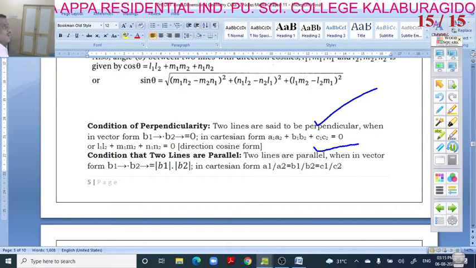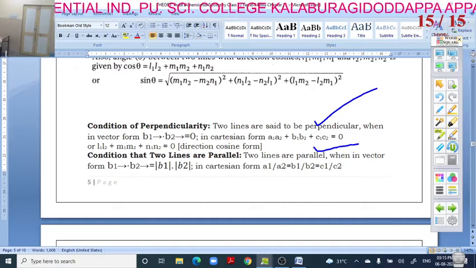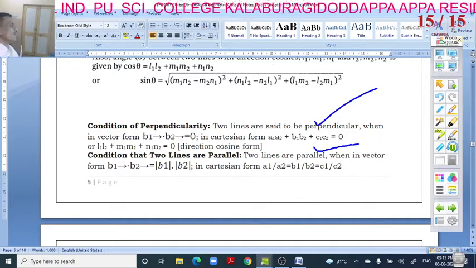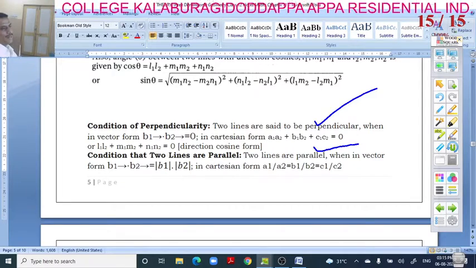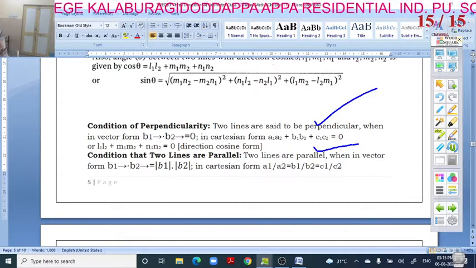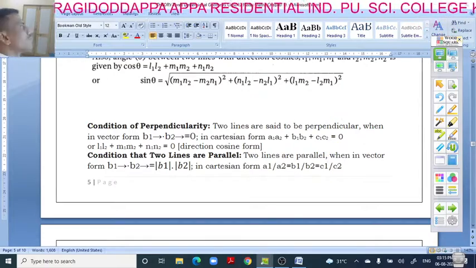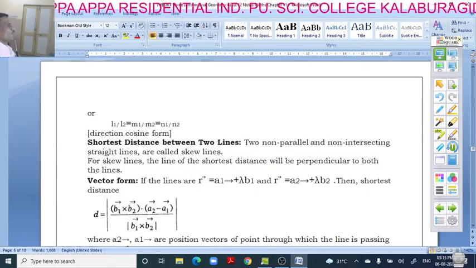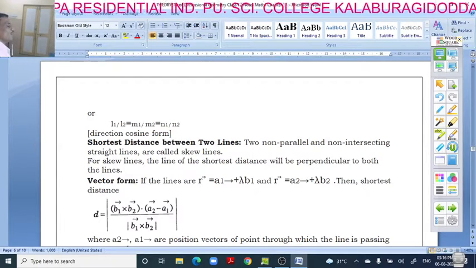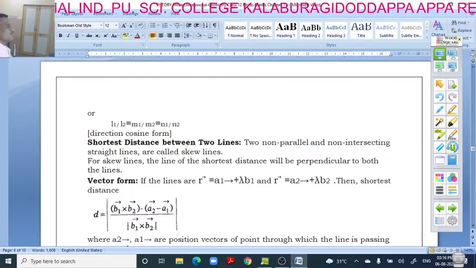So next, instead of perpendicular, it is possible that those two straight lines may be parallel. In the vector form, that is, A1 divided by A2 is equal to B1 divided by B2 is equal to C1 divided by C2. Or we can write L1 divided by L2 is equal to M1 divided by M2 is equal to N1 divided by N2. These are the direction cosines.